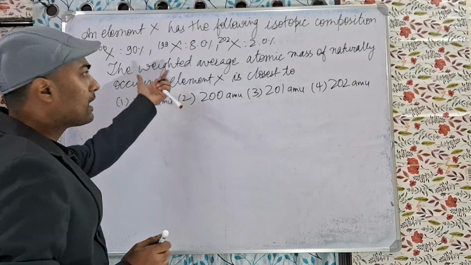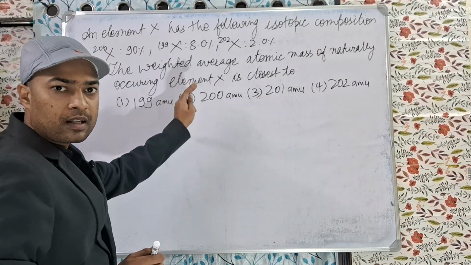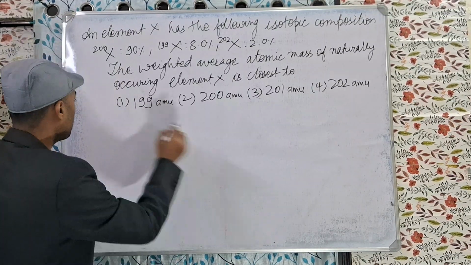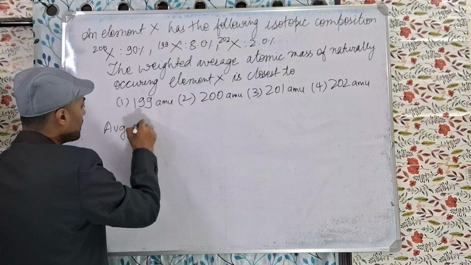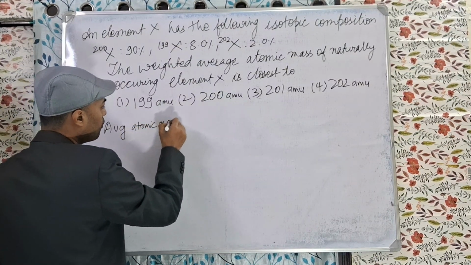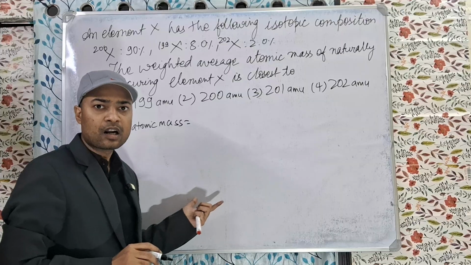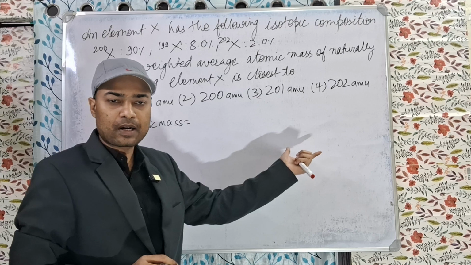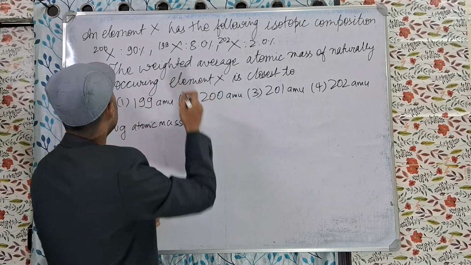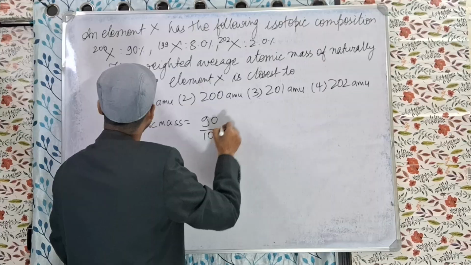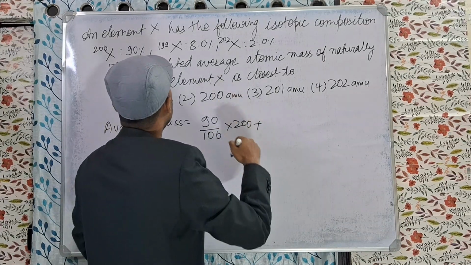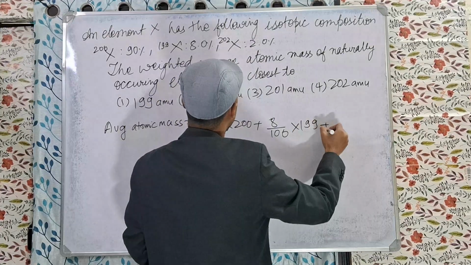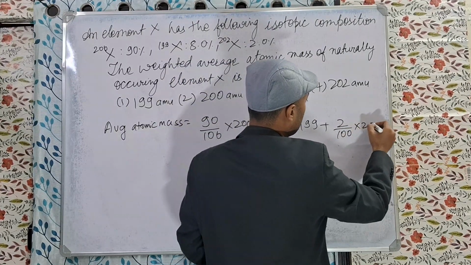So they have basically given the different isotopes, their percentage abundance and their mass, and we have to find the average atomic mass. So we will simply apply the formula that we have studied earlier. There are three isotopes, so we will have to do it for all three separately and then add them. So this is 90 by 100 into 200 plus 8 by 100 into 199 plus 2 by 100 into 202.